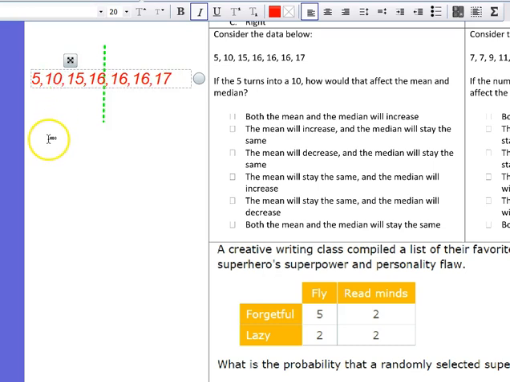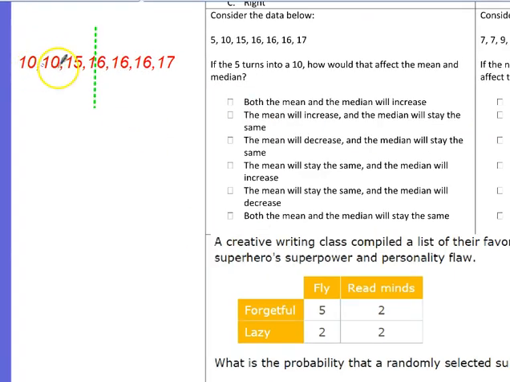Okay, so originally it's a 5. And the middle is the number 16. Now if I change that to a 10, the middle is still 16. So the median stays the same. The median is staying the same here. But if I were to increase, think of it as a grade. If you were to change one of your grades from a 5 to a 10, obviously your average would go up. So the average here is going to go up, and the middle is going to stay the same. So average goes up, and this middle stays the same.